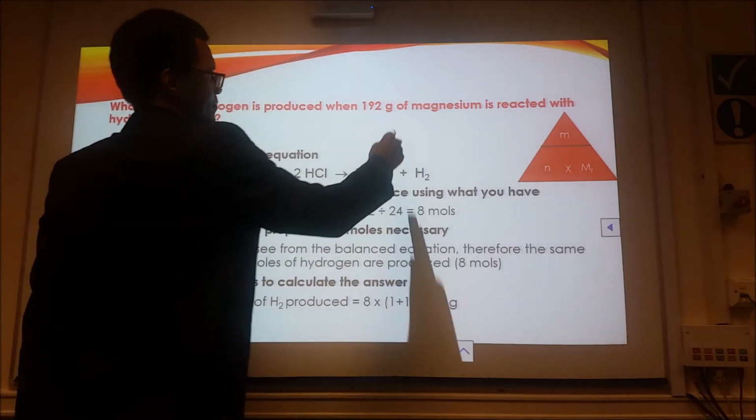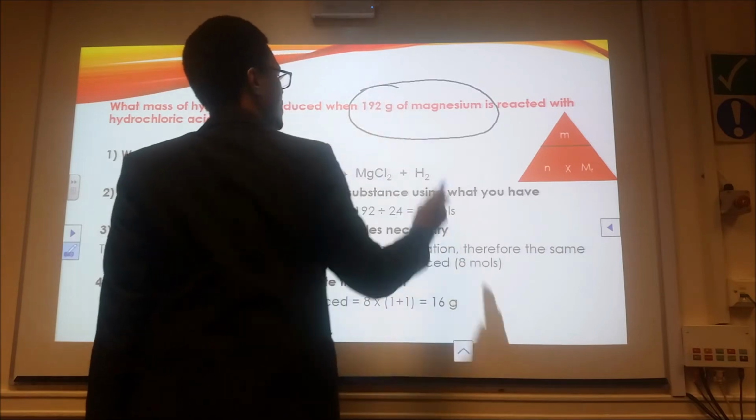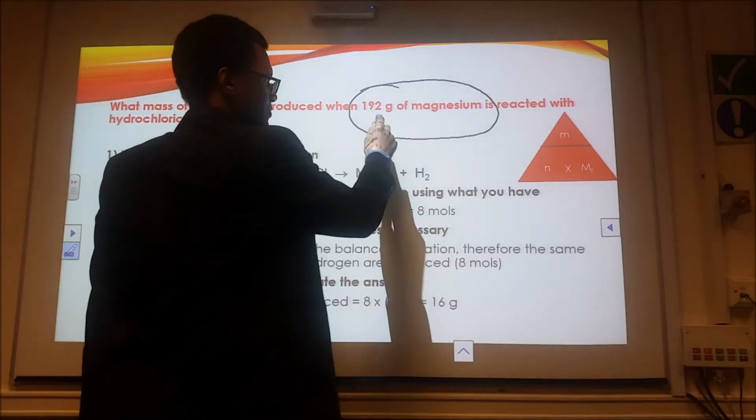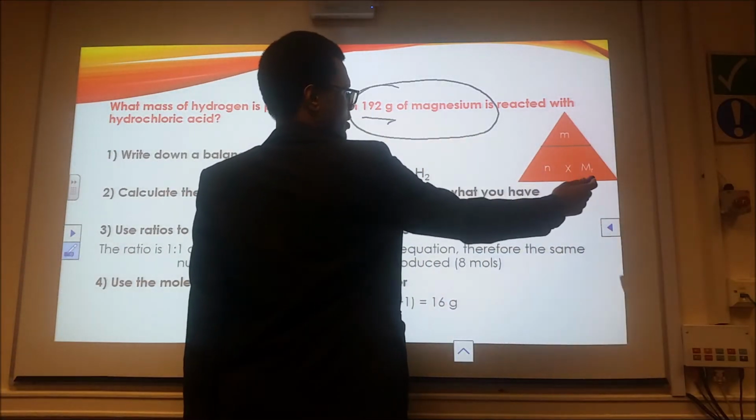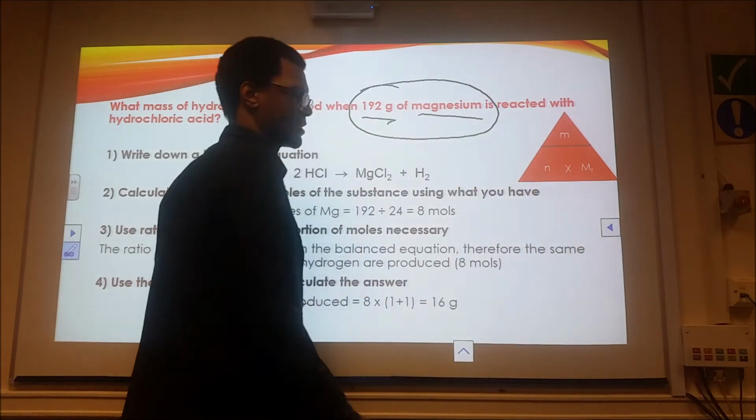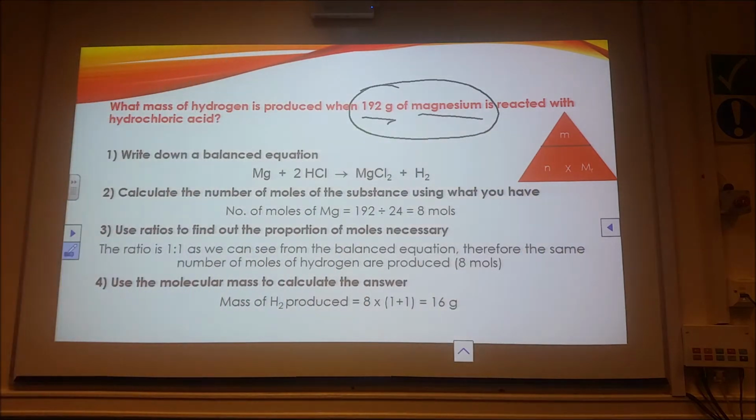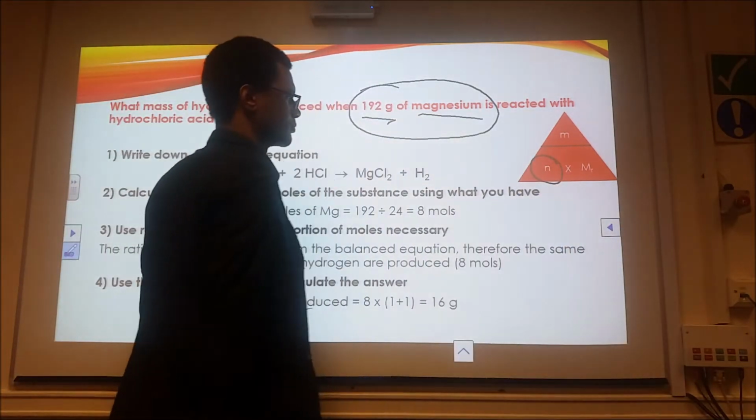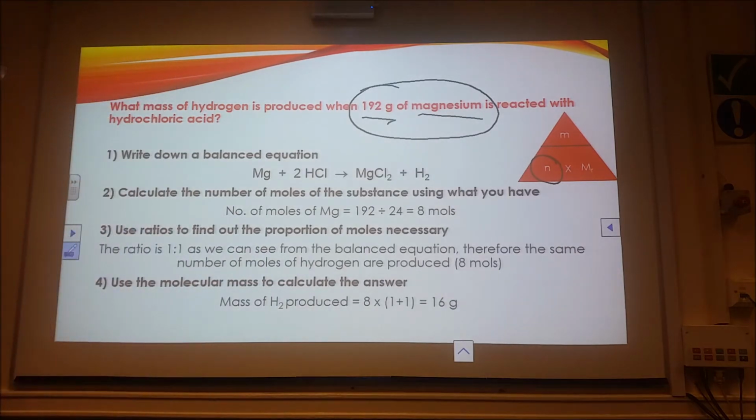What I do have here is magnesium. So, having a look at that, I have the mass of magnesium, and I also can get the molecular mass of magnesium as well. So, that fulfills us being able to use this formula triangle to calculate the number of moles. So step 2, calculate the number of moles of the substance using what we have. So we've got 192 grams of magnesium.